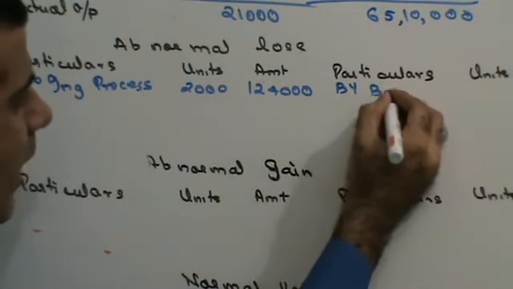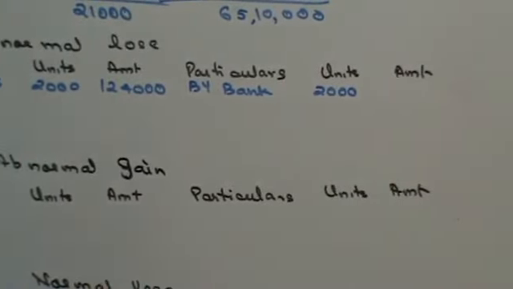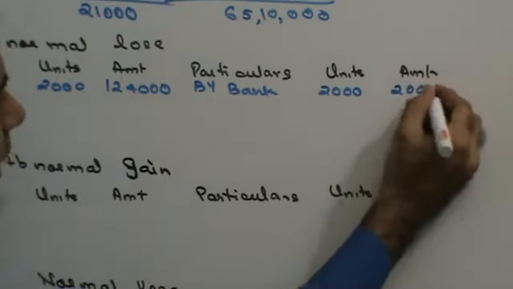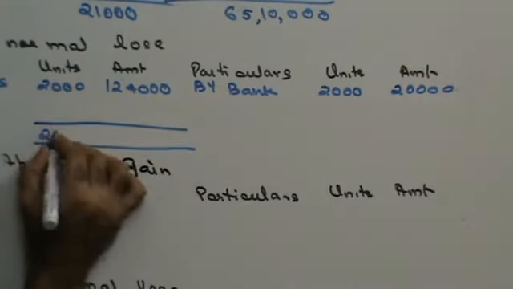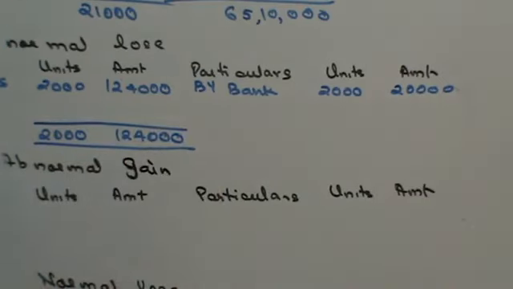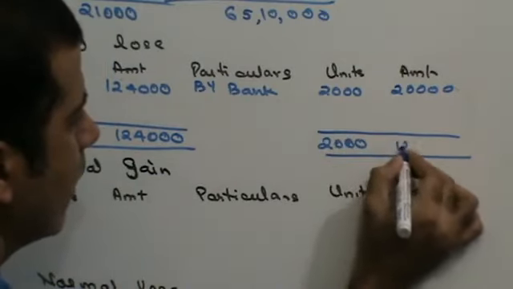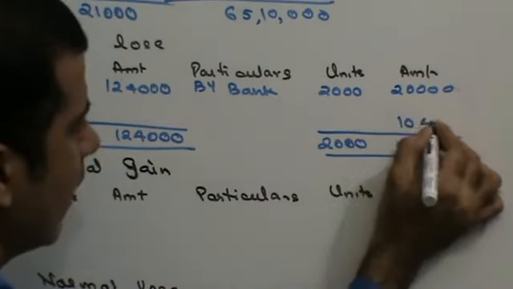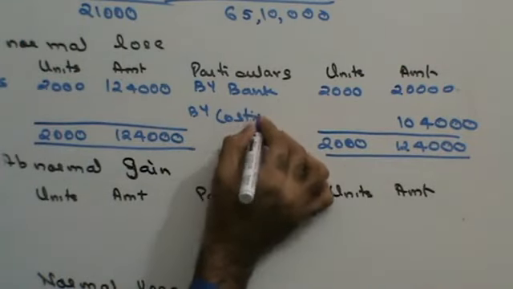This is going to be by bank. Write the 2,000 units as it is. Multiply it by the scrap value. The scrap value of ingestion process is 10 rupees. So that is going to be 20,000 rupees. Tally this. So this is going to be 2,000, 1,24,000. 1,24,000 minus 20,000 is 1,04,000. This is going to be by costing P&L.